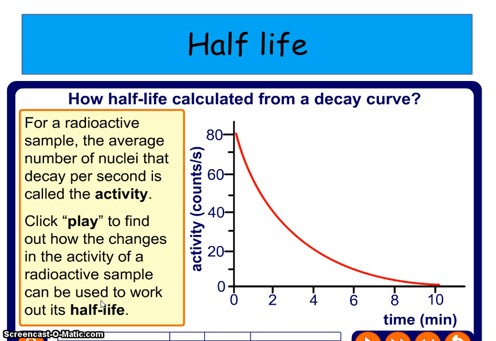If you're asked to work out how much is left after 2 half-lives, you would go from 80 down to 40, that's 1 half-life, then down to 20, that's 2 half-lives, follow it along until you hit the curve, and then go down. So that looks like about 4 minutes, and so on. Please make sure you think about that very carefully and look at the units on the graph.